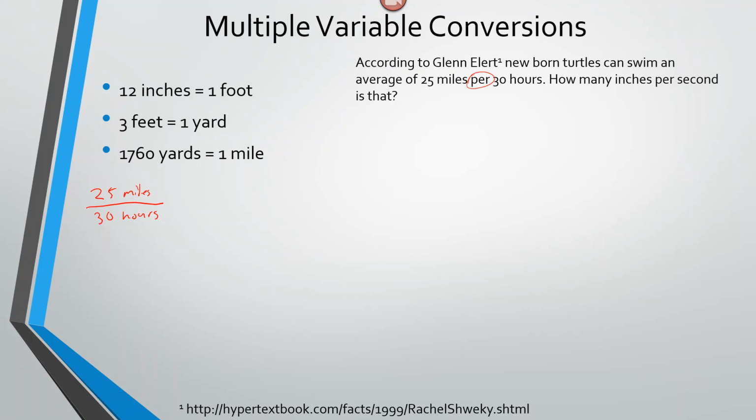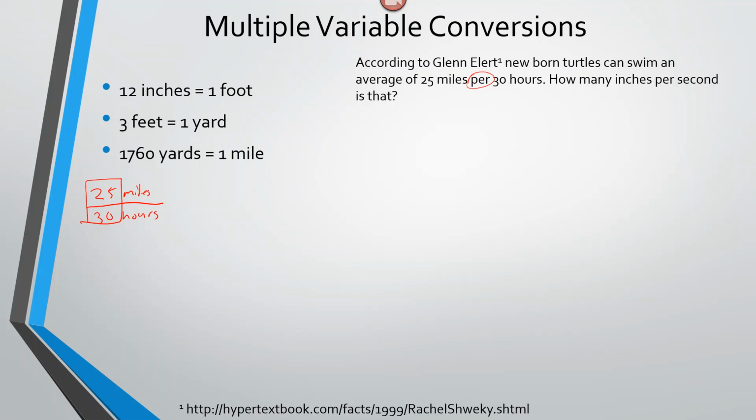So this is unique. We have two types of units: miles, which is a unit of distance, and hours, a unit of time, and they're together. So how do we deal with this? Well, first of all, we have two numbers here. We can simplify this. If you look at this just as a fraction, 25 divided by 30, we can simplify 25 divided by 30.